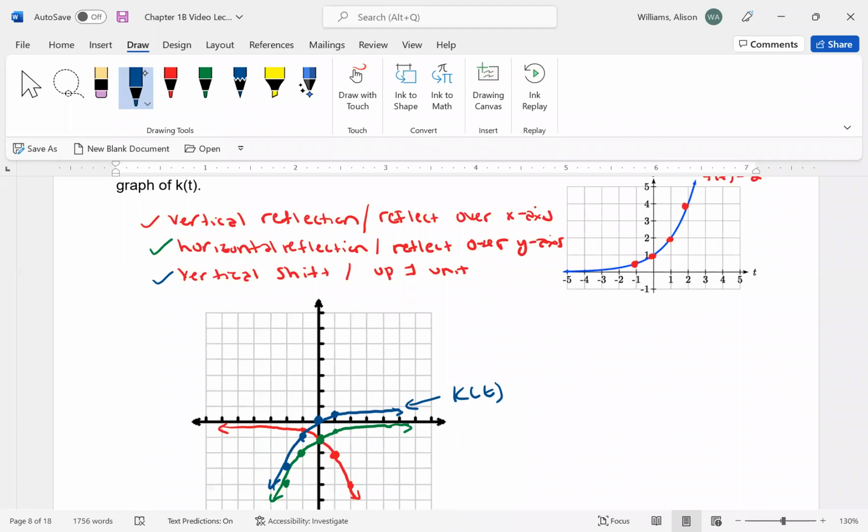Now, you could have started some of those reflections on the original graph so that your final graph is just k of t. You could just erase the changes you made, like the green and the red. But there's nothing wrong with stepping through it. Here, I don't want to erase that red dot because I think it'll erase the whole thing. But there you go. That's how I would step through those transformations.